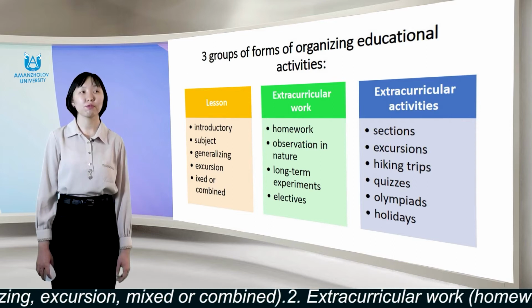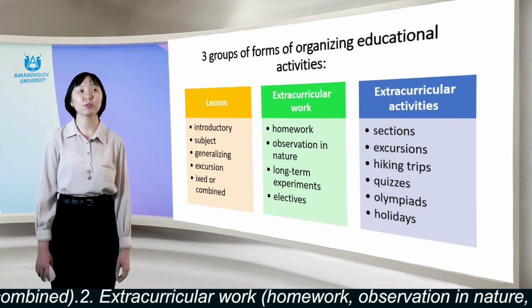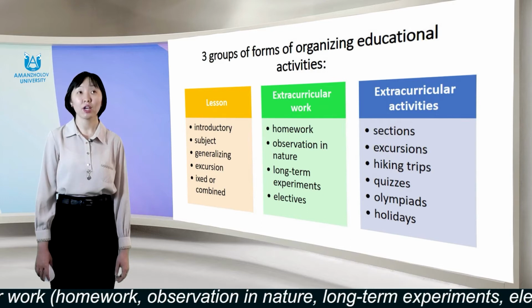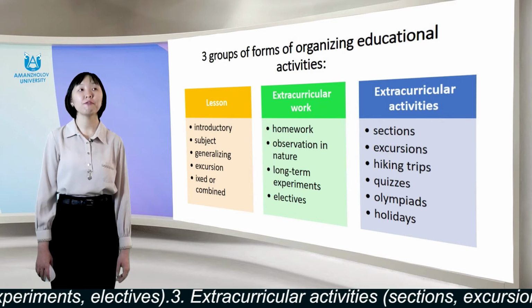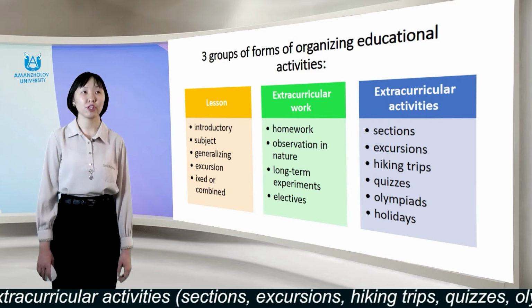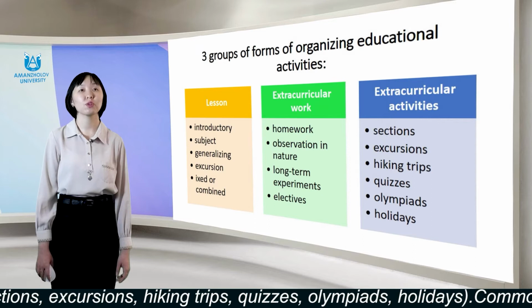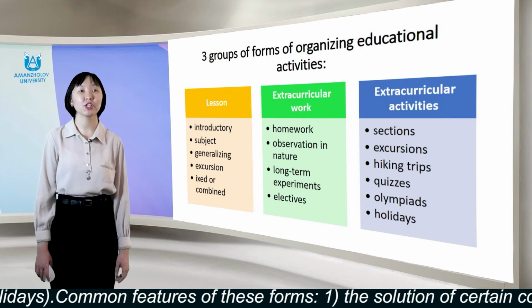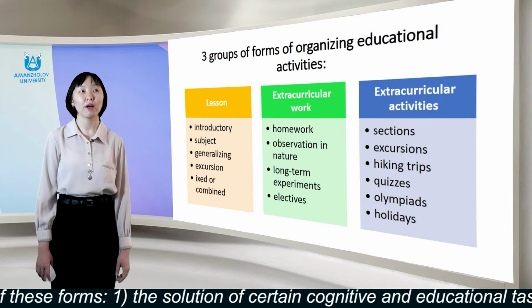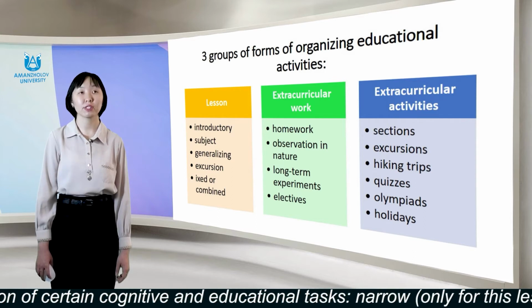Common features of these forms. The first, the solution of certain cognitive educational tasks, narrow and general. The narrow is only for this lesson, and the general is for the system of knowledge for the whole subject. The second is selection of material. The lesson is an integral, logically complete link while remaining at the same time a part of the system.